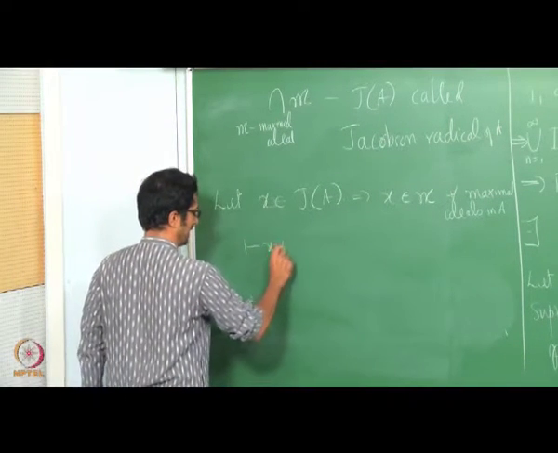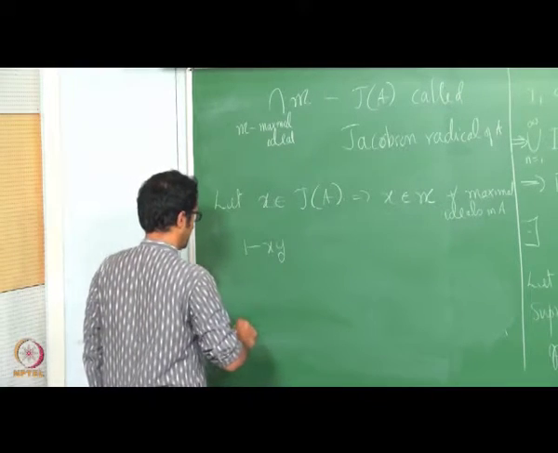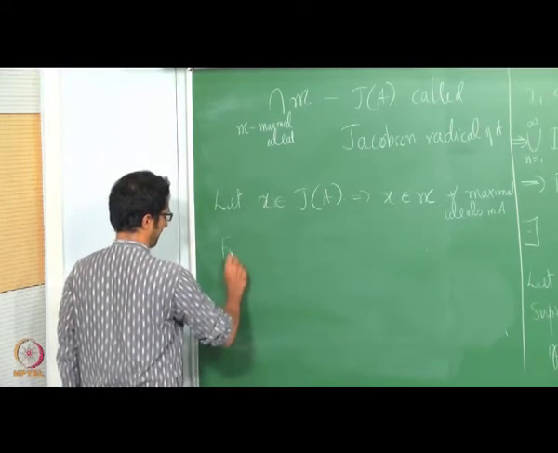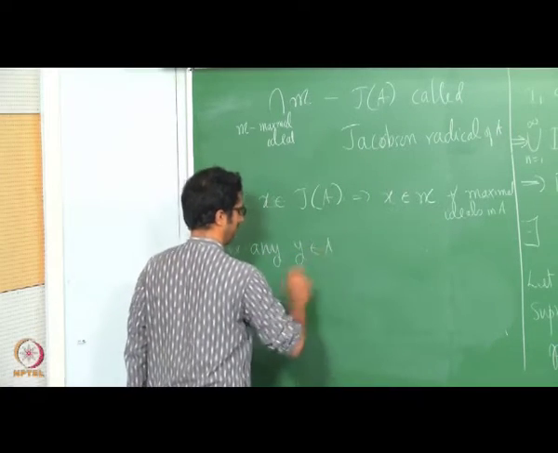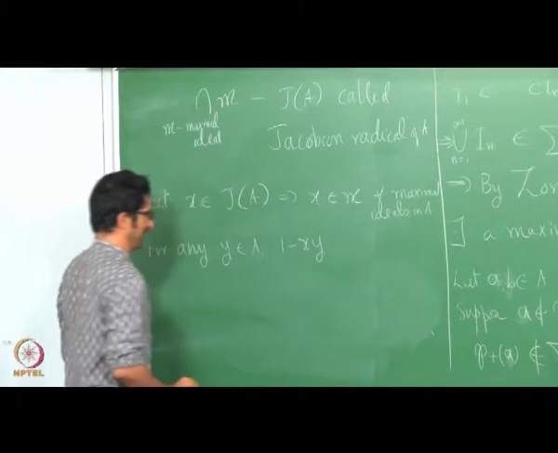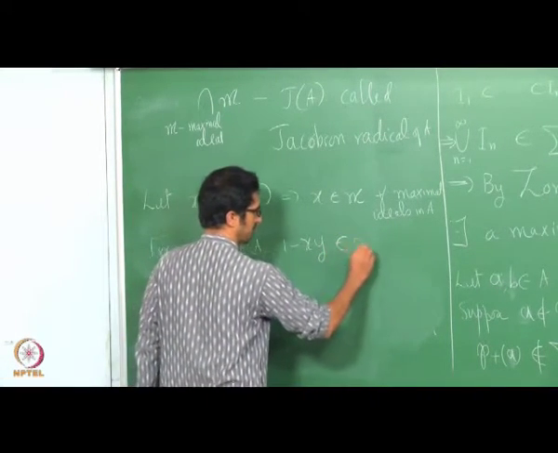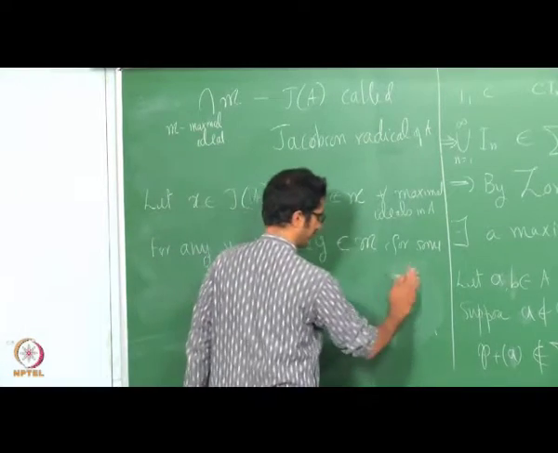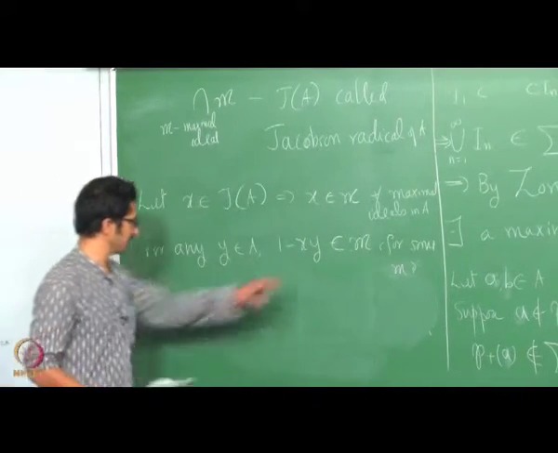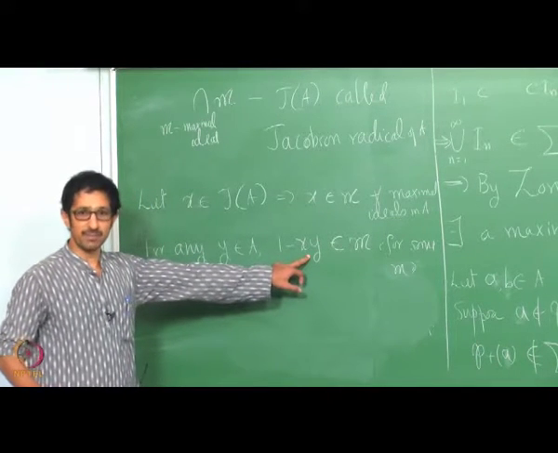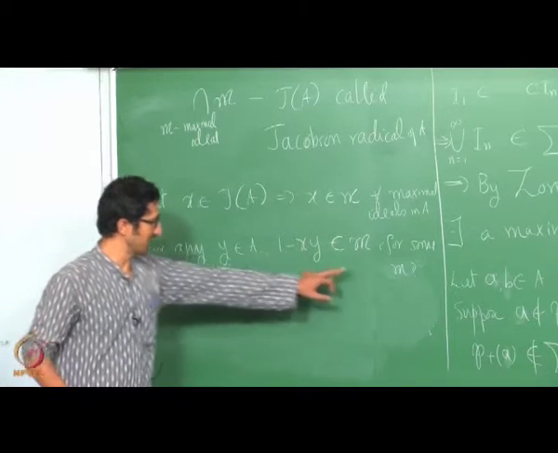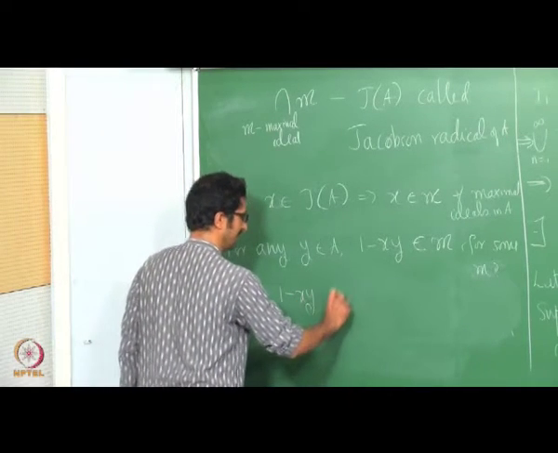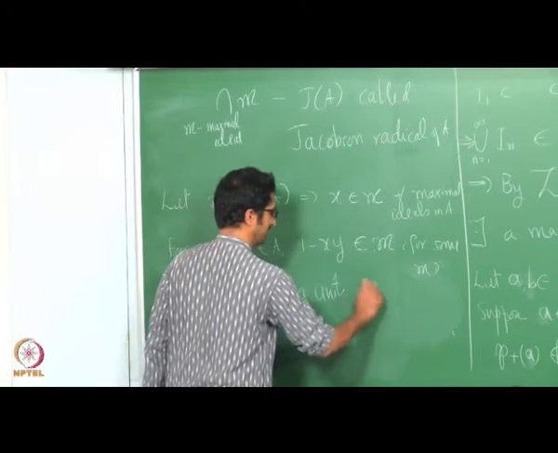So, let us look at 1 minus xy. For any y in A, can the element 1 minus xy belong to M for some maximal ideal M? Because xy belongs to M. Therefore, this cannot belong to M for any M. So, this implies that 1 minus xy is a unit in A.